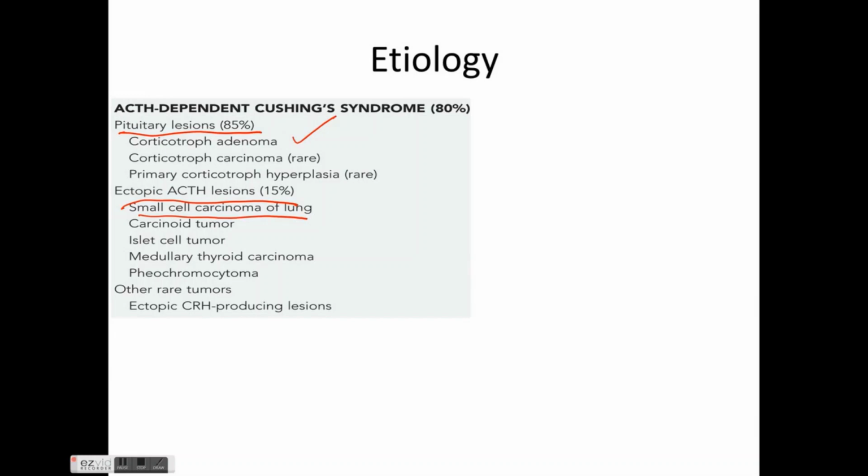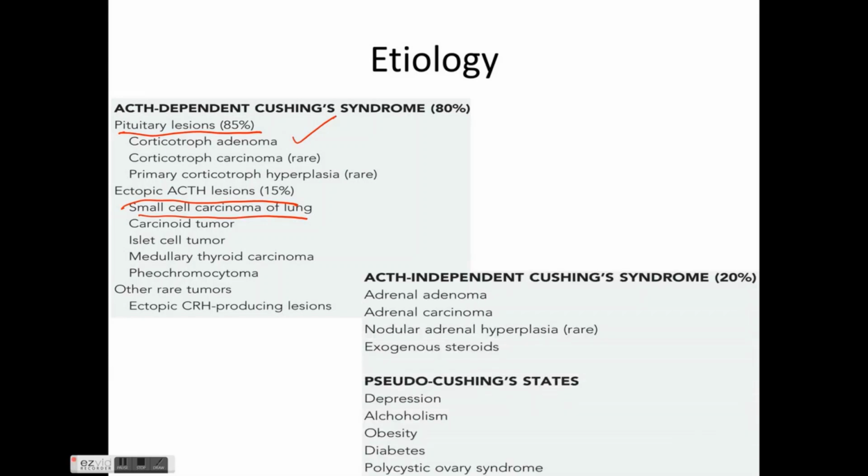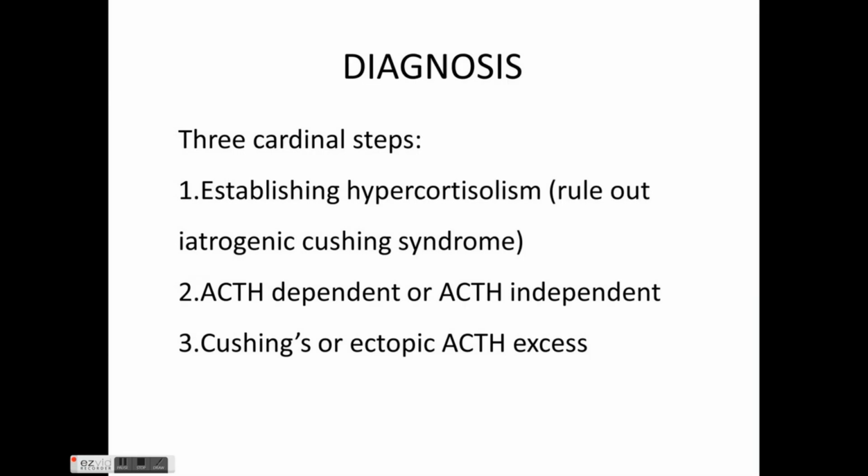Other than that, we have carcinoid syndrome, islet cell tumors, medullary thyroid carcinoma, pheochromocytomas, and other rare tumors like ectopic CRH producing lesions. In the ACTH independent Cushing syndrome, which forms around 20% of the cases, we have the adrenal adenomas, carcinomas, nodular adrenal hyperplasia, and exogenous steroids. And there are also pseudo-Cushing states, which include depression, alcoholism, obesity, diabetes, and PCOD.